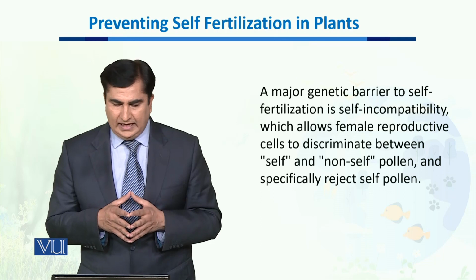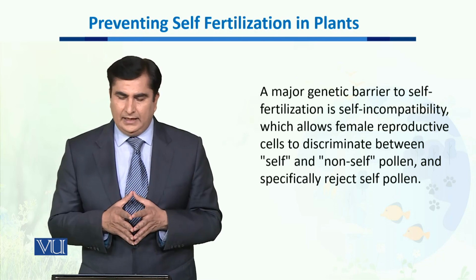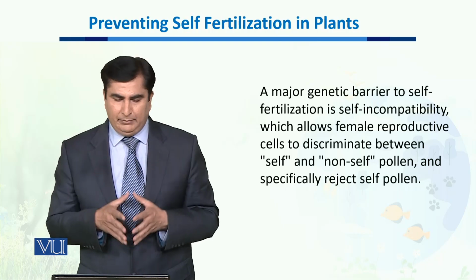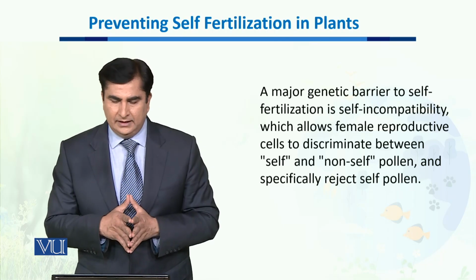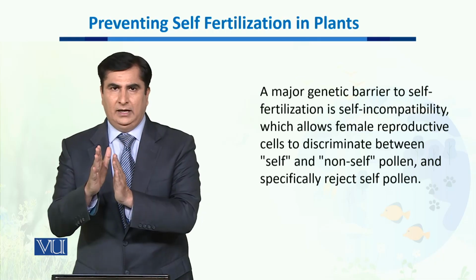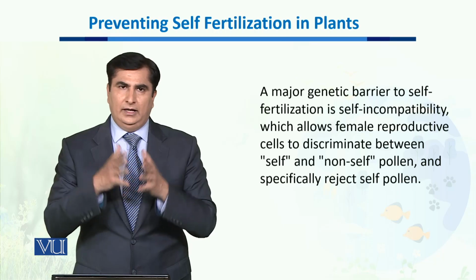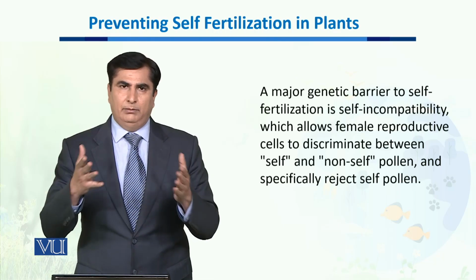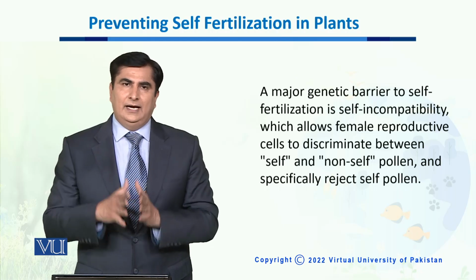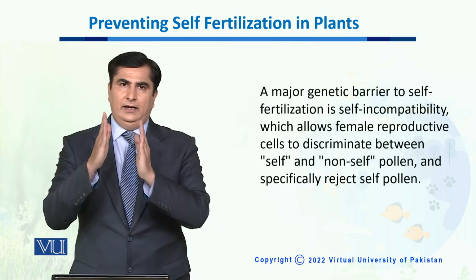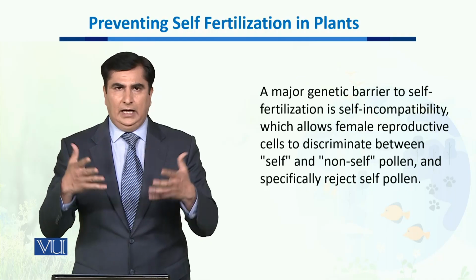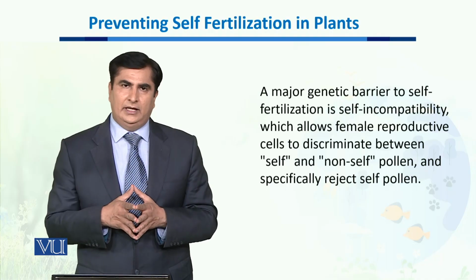Then there are certain genetic barriers, including self-incompatibility, in which the female reproductive cells have the ability to discriminate between self and non-self pollens. So when the ovary recognizes that a certain pollen is shed from the same plant, or it is a self pollen, that pollen is rejected by the ovary. And when pollen from another plant of the same species falls on the ovary, it has the ability to recognize it, and then it becomes receptive to take the sperms from those pollens, and thus helps in the prevention of self fertilization in these flowering plants.